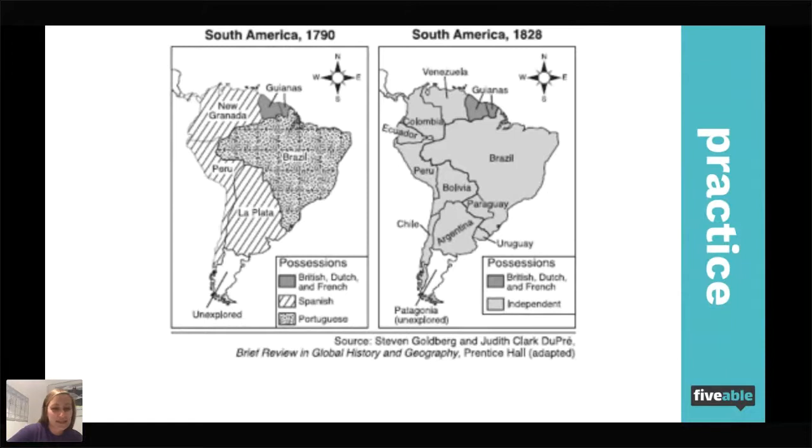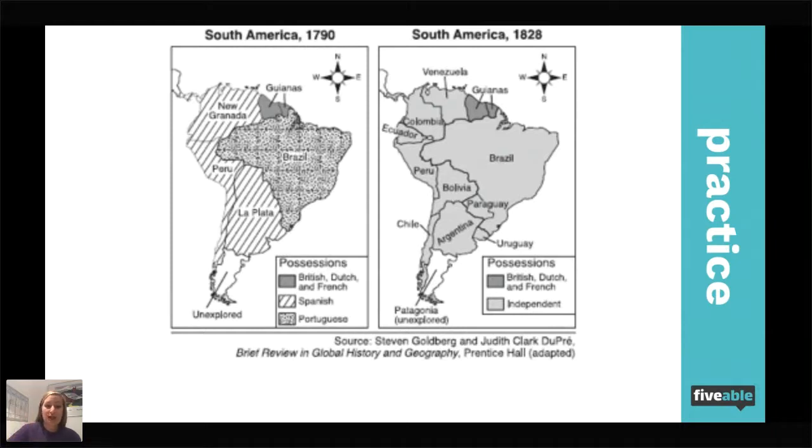This is from Brief Review in Global History and Geography, Prentice Hall book. Okay, not so much to work with there. Obviously, it's a map, so we know it's a secondary source. But how I would start this is I would look at one source at a time.